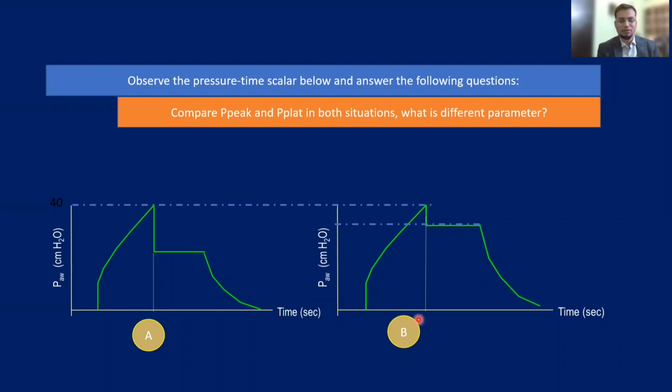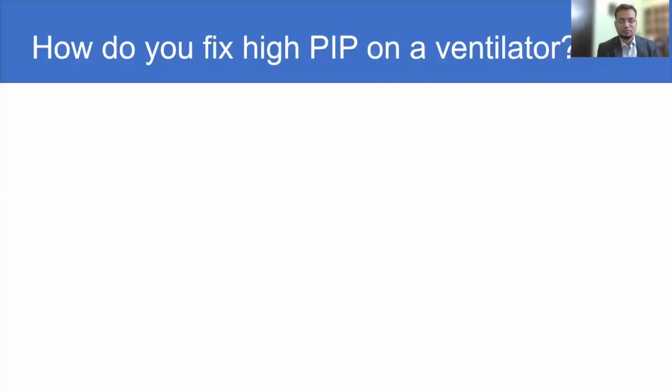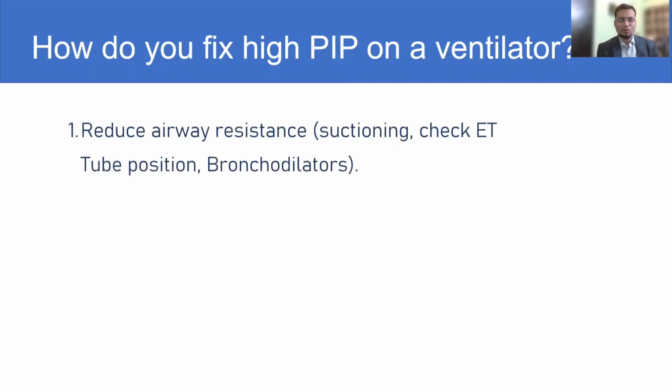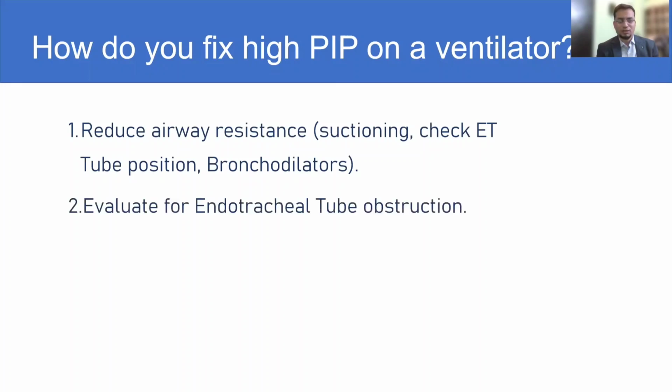The second scenario, the problem is in the lung or maybe the chest wall. Increased PIP with normal Pplat reflects increased airway resistance. So you have to reduce the airway resistance by doing suctioning, or check the ET tube position, use the bronchodilator, evaluate endotracheal tube patency and evaluate it for the obstruction.